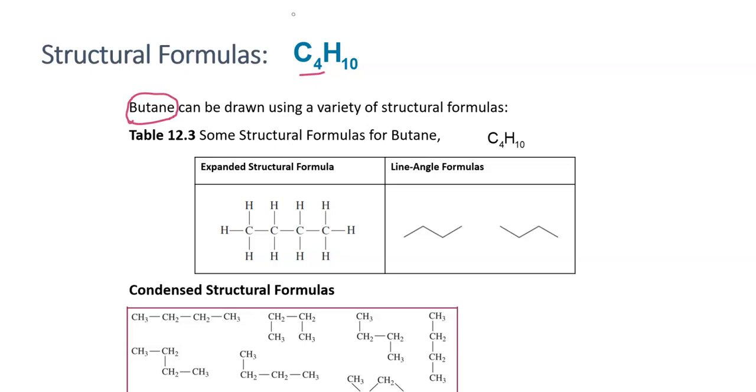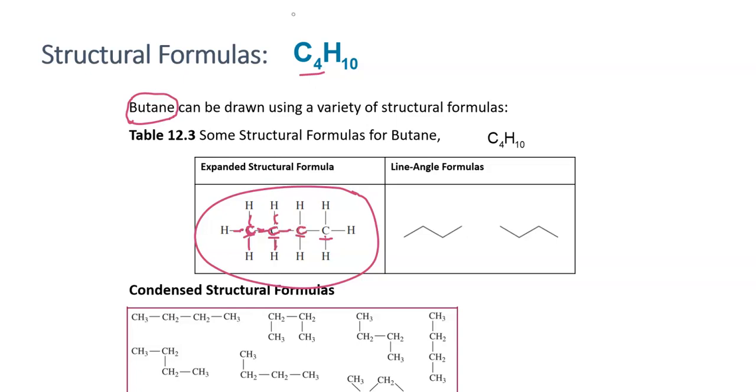So if we draw the expanded structural formula, it will look like this. You just draw 4 carbon atoms and place hydrogen atoms, making sure each carbon atom contains 4 bonds. For example, this carbon atom contains 4 bonds, 1, 2, 3, 4, and this one also has 4 bonds, 1, 2, 3, 4.